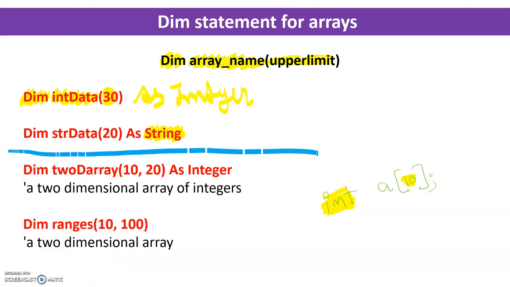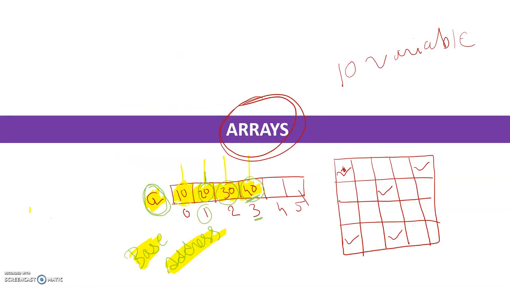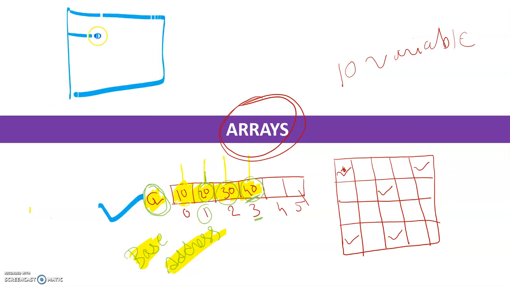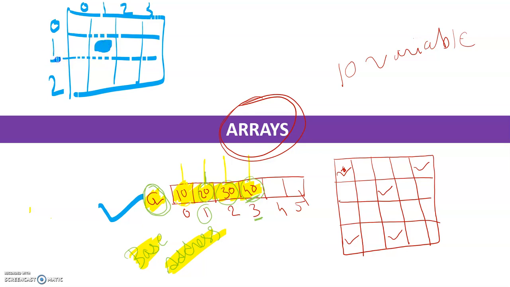One-dimensional array. Now what about the two-dimensional array? See, this is your one-dimensional array, but if I say a box or blocks with 0, 1, 2, and 0, 1, 2, 3, and if I want to store the data over here, so this is my location 1.